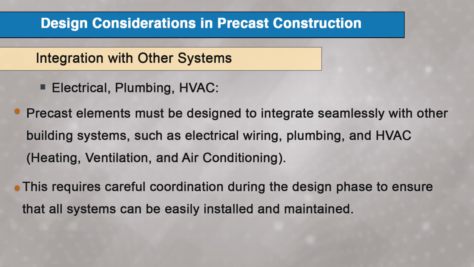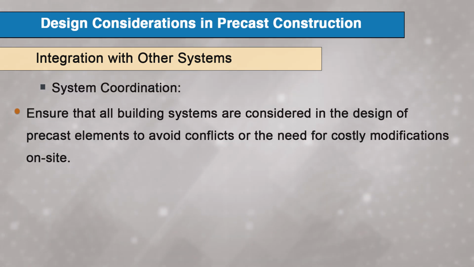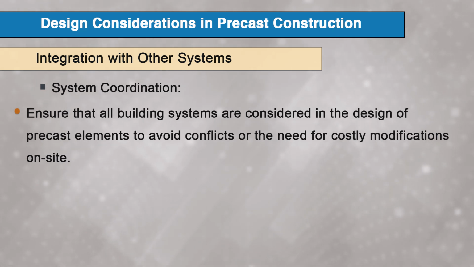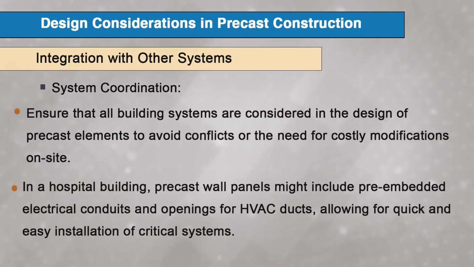If we talk about the embedded conduits and fixtures, precast panels can be pre-fitted with conduits, ducts and other fixtures to facilitate the installation of electrical and plumbing systems. There is system coordination to ensure that all building systems are considered in the design of precast elements to avoid conflict or the need for costly modification on site. For example, in a hospital building, precast wall panels might include pre-embedded electrical conduits and openings for HVAC ducts, allowing for quick and easy installation of critical systems.